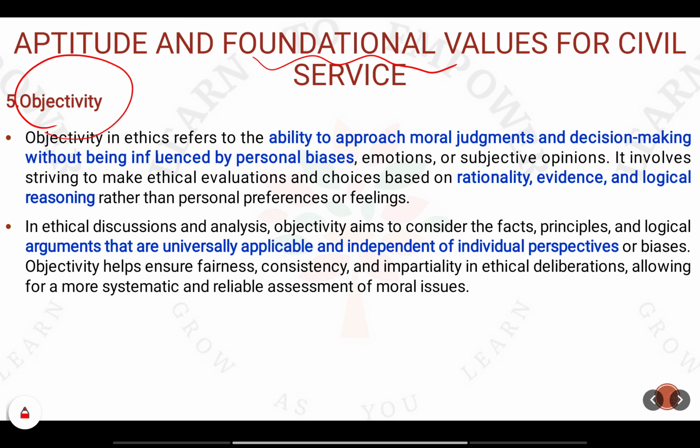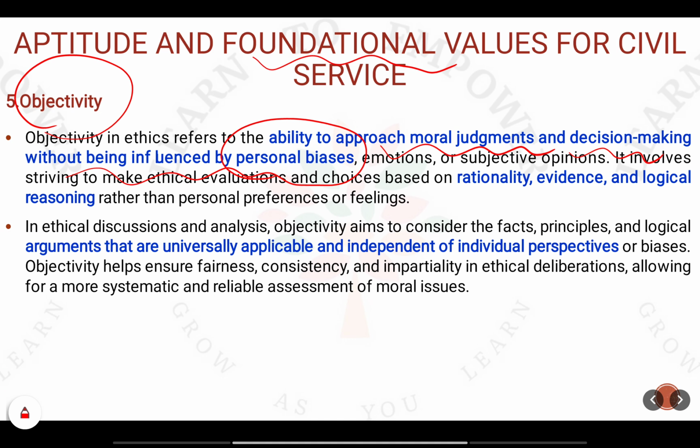Now objectivity is nothing but taking a decision without considering any personal biases of yours, right? It is the ability to approach moral judgments or decision making without being influenced by personal biases. You might have certain personal biases towards certain communities, religious institutions, or some administration, but while taking the decision you are not getting influenced by these kinds of values, right? Now that is leading to what?